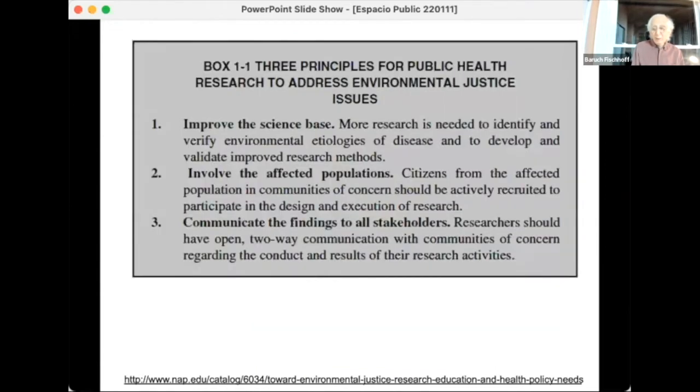One of our three recommendations had to do with content, which was to improve the science base. The other two had to do with process: that it's important to involve the affected community throughout the process, and then to communicate the findings to all the stakeholders, as we observed that often well-meaning scientists would go to a community, take observations, and never be heard from again. And so the communities naturally were deprived of that information and wondered who the scientists were working for.